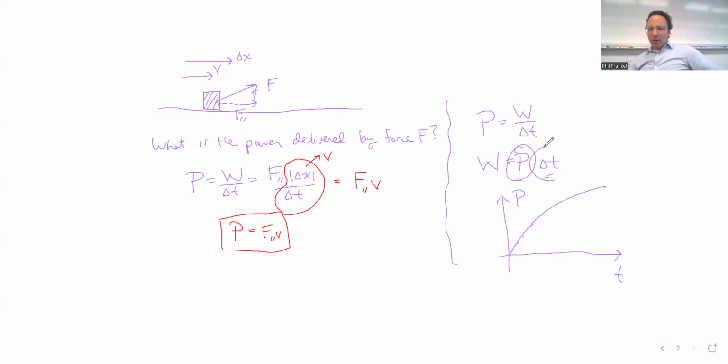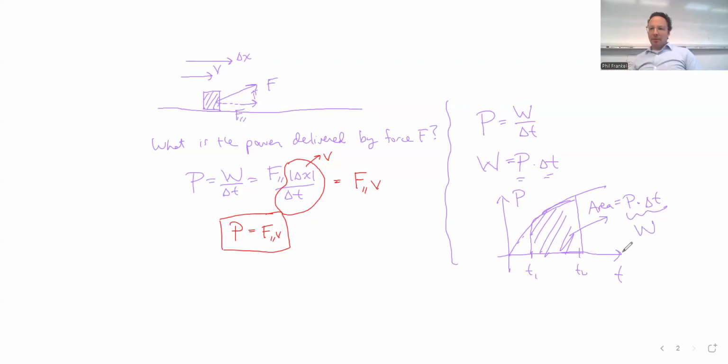Remember, when I multiply two things together, finding the area under a graph of those two things is equivalent to doing that multiplication. All right. So to find the total work done by whatever has this power associated with it, between two times T1 and T2, I can take the area under this graph. The area under this graph is equivalent to multiplying power times change in time, which is work done.